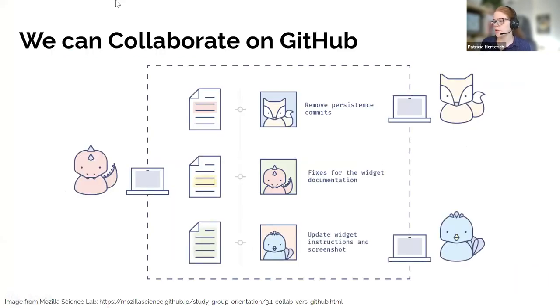So basically, on how that will look on GitHub, and we can talk you through that in the session, our friendly dinosaur here wants to collaborate with our fox and the chicken on one document, where the fox removes some pieces, the dinosaur writes documentation, and dear chicken here provides screenshots and further instructions. They can all do that at the same time without getting into any conflicts. So that's what Git and GitHub as a collaborative platform allows you to do.